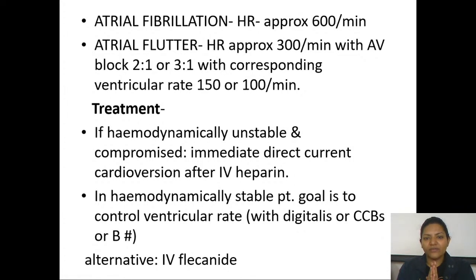In patients of atrial fibrillation, heart rate is usually around 600 per minute, and in patients of atrial flutter, it is half of it, that is around 300 per minute, with AV block 2:1 or 3:1 and corresponding ventricular rate of 150 to 100 per minute.